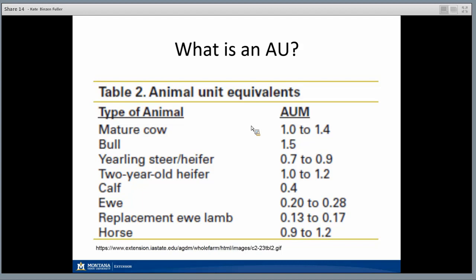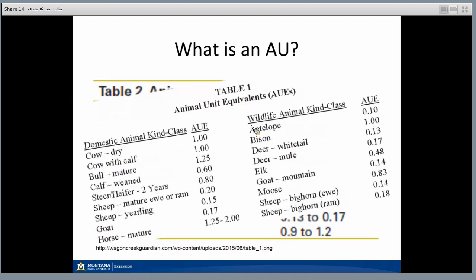This is something from Iowa State Extension, and here they've got a mature cow as being somewhere between 1 and 1.4 animal unit months. A bull is at 1.5. A yearling is between 0.7 and 0.9. You get the picture. So there are these large ranges.